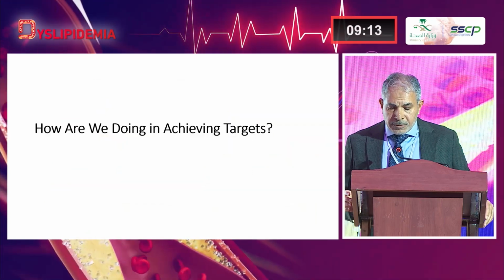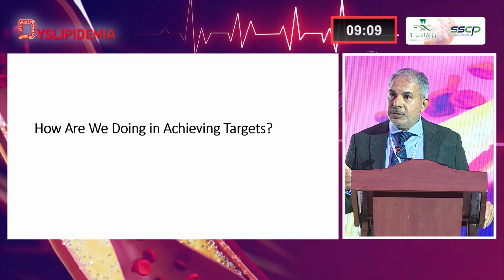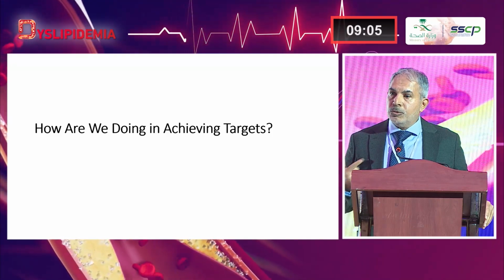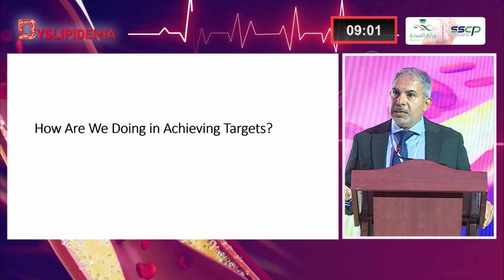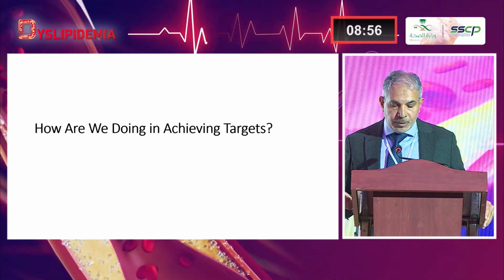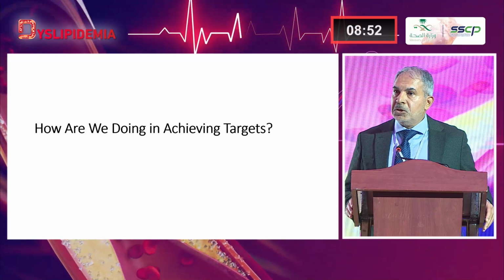The question is, how do we achieve that? Very simple. You use statins. When required, you add ezetimibe. If you're not controlled, you add another agent, either a PCSK9 monoclonal antibody or the small interfering RNA molecules. But you need to achieve that target.